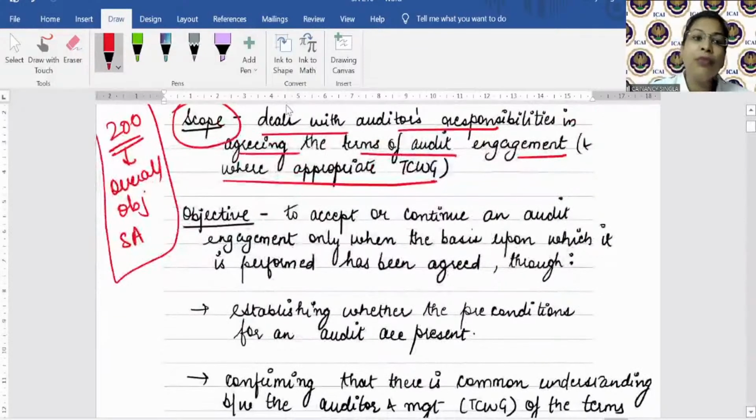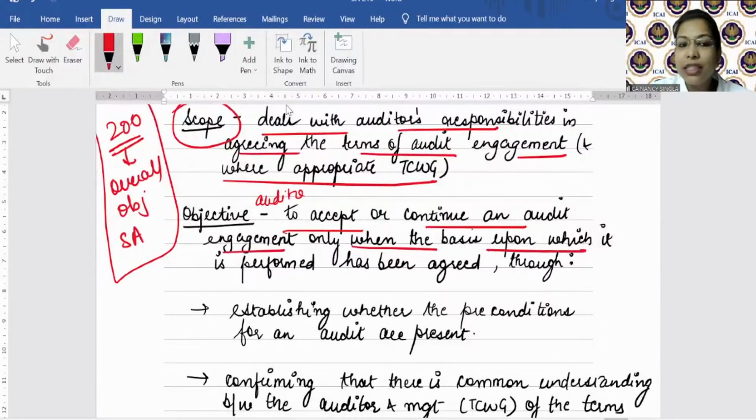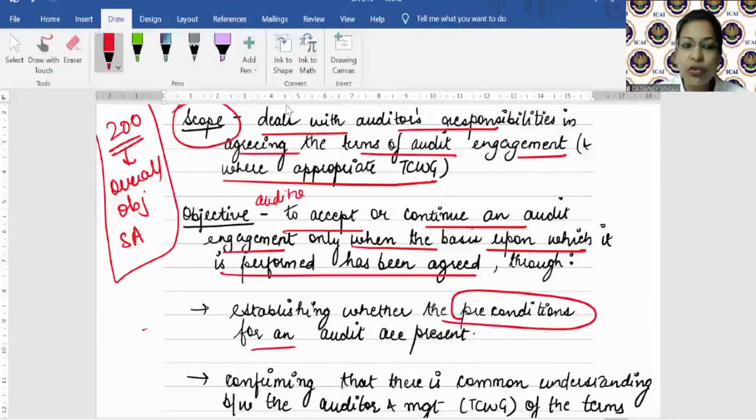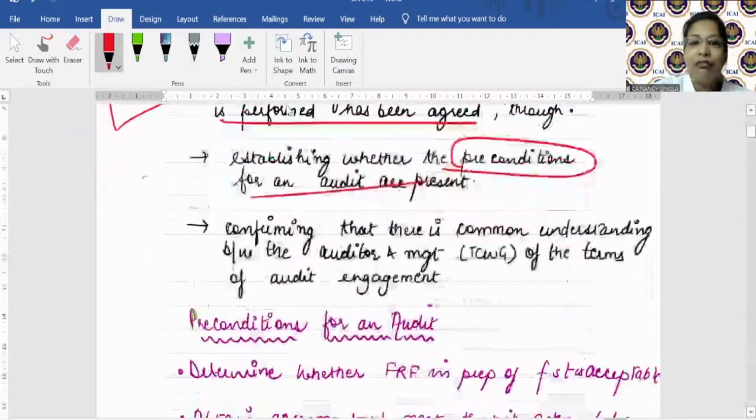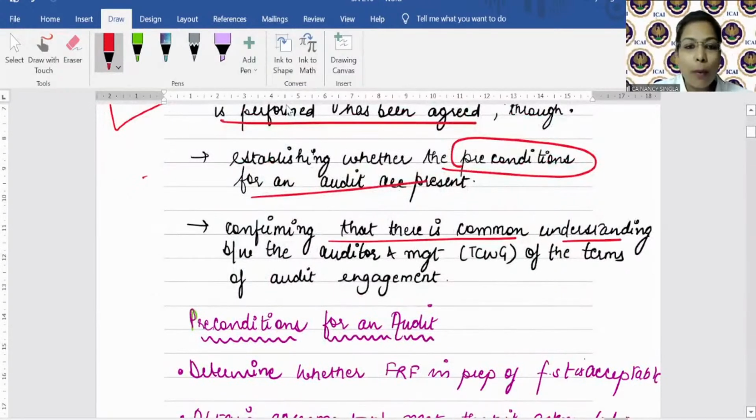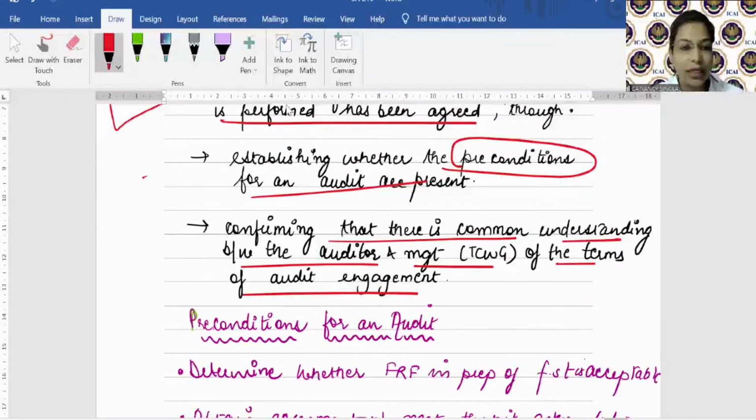What is the objective? The objective of the auditor को क्या करना है? To accept and continue an audit engagement only when the basis upon which it is performed has been agreed, through establishing whether preconditions for an audit are present and confirming that there is common understanding between the auditor and management or those charged with governance. अभी क्या बोला इतना सब कुछ, देखो discuss करते हैं.